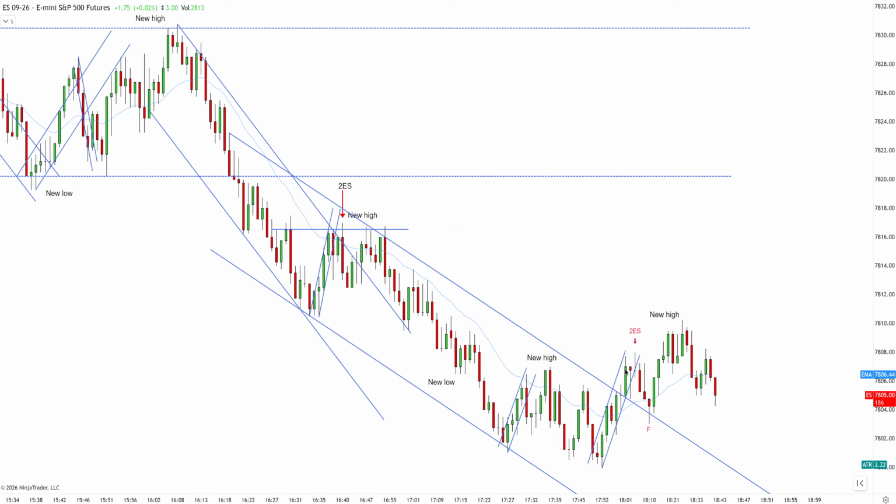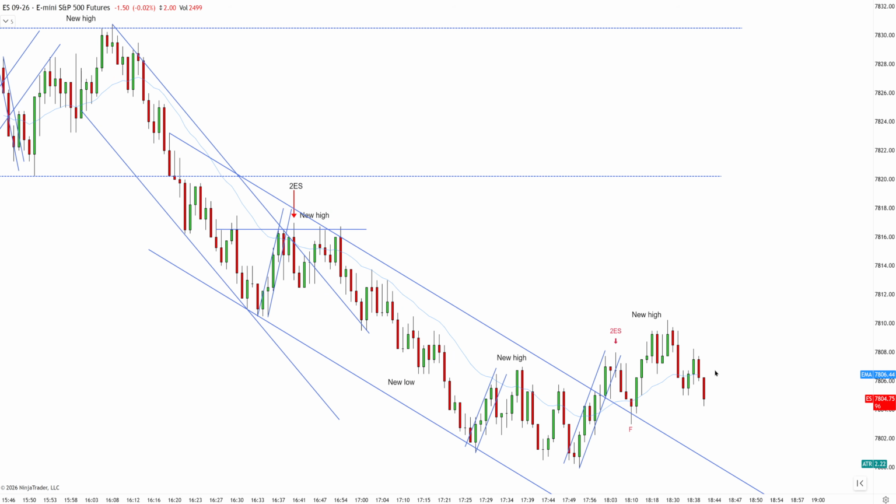Because we have a broad two-legged pullback, I like drawing the secondary spike and channel pattern. So a failed second entry long below EMA would be okay to test the new low for this secondary channel. Uptrend play to break new high, and we need to stay below EMA.